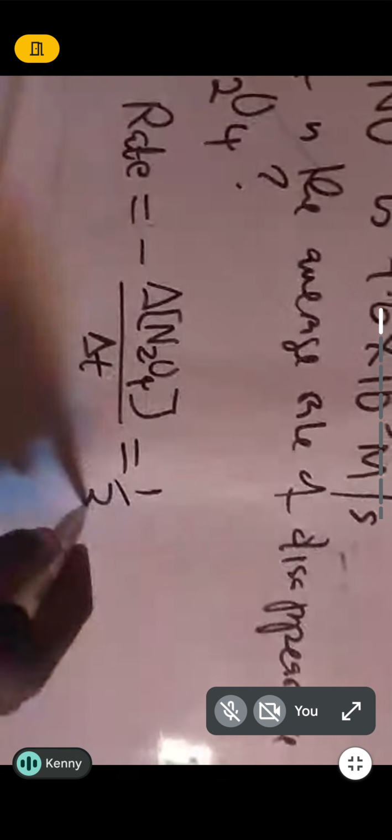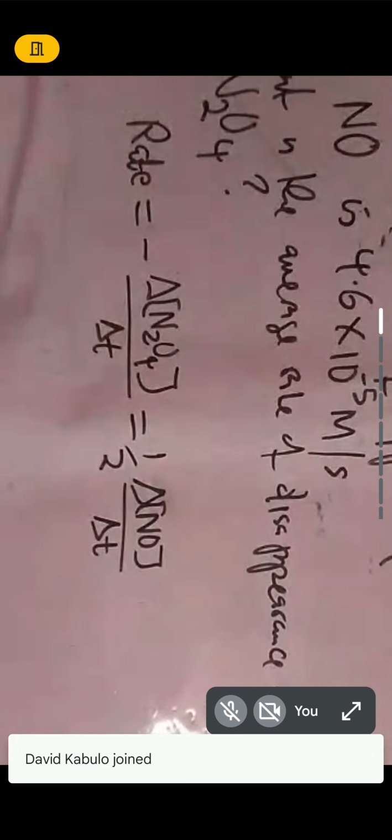So rate is equal to, in this case, negative delta N2O4 over delta T, which is equal to 1 over 2 delta NO over delta T.